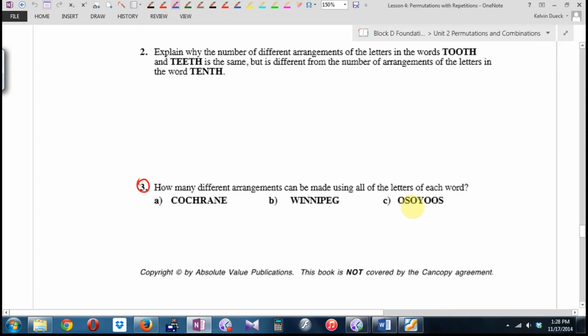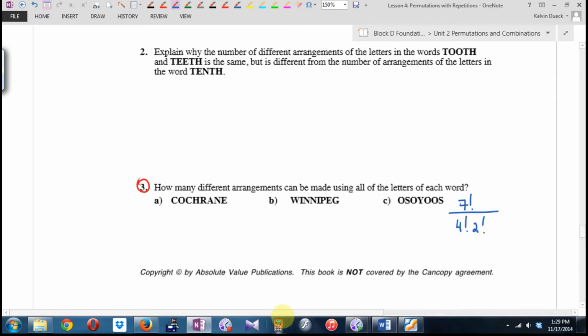So the word is Soyuz. How many letters grand total? So it's going to be 7 factorial over... How many O's? How many S's? Don't write S's, Mr. Dueck. 2 factorial. Now, that's how I write it.